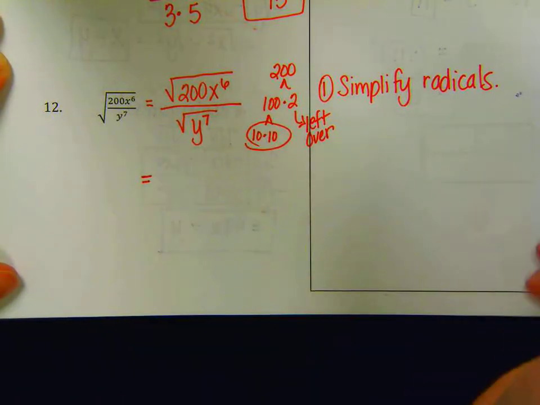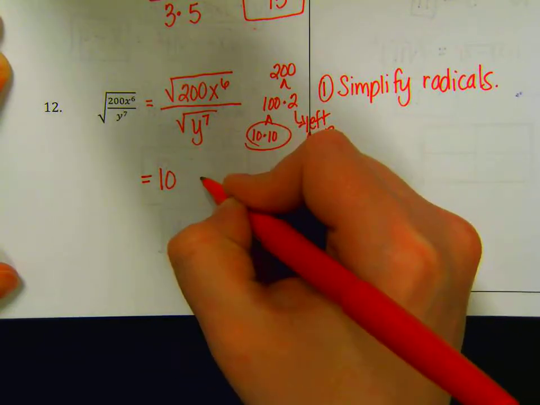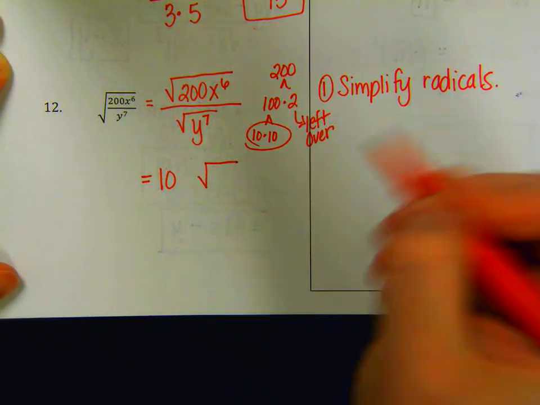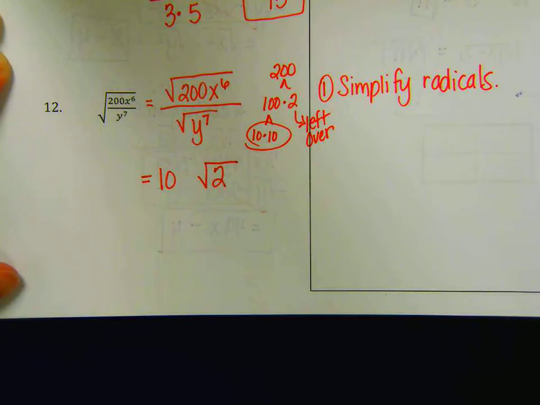So far, I have 10. Leave some space in case we have to do something with that x. Radical 2.